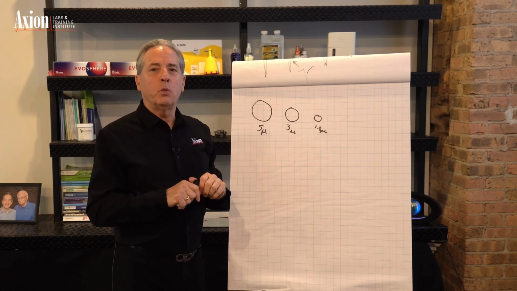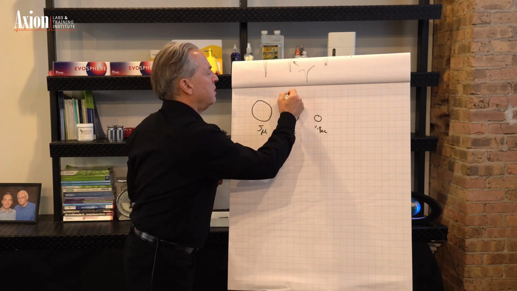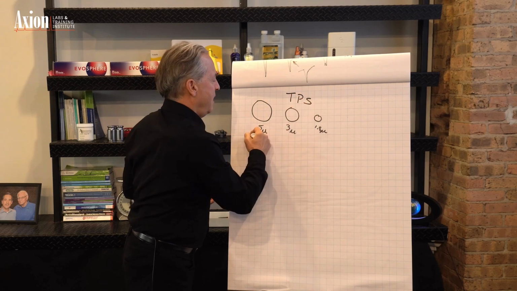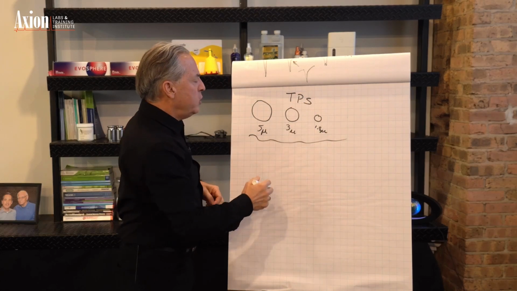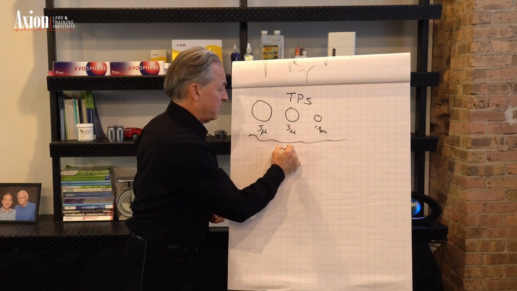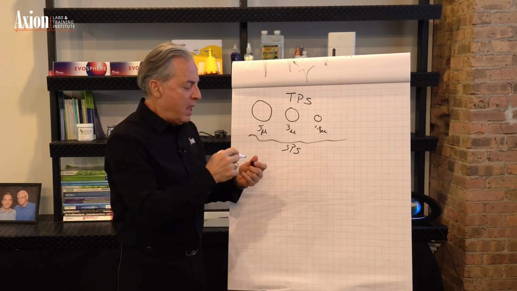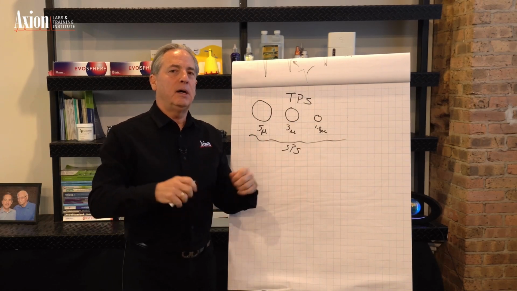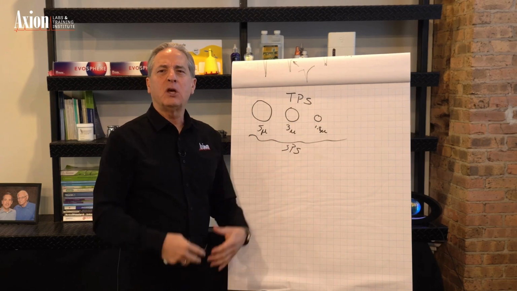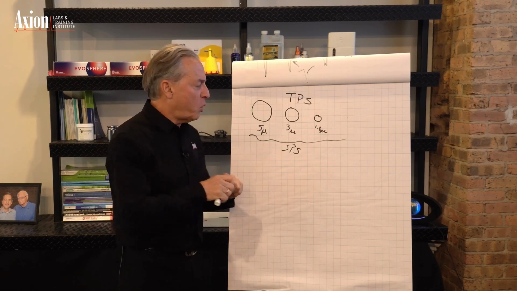So let's enter the world. These are all totally porous, TPS, totally porous silica. Now let's talk about superficially porous silica. SPS is the official word, but it comes under trade names. Porous shells, this porous outer layer.